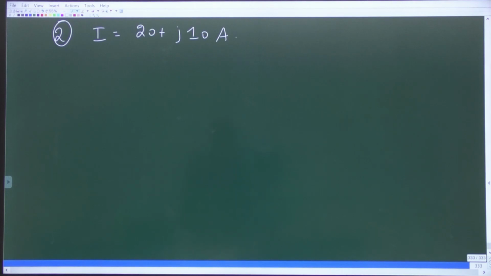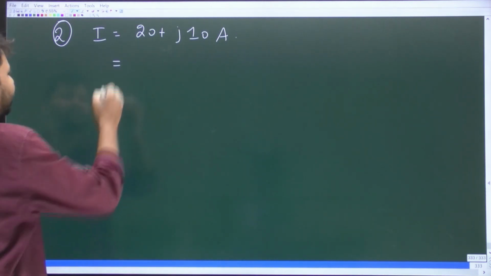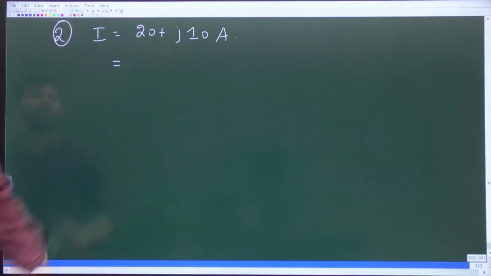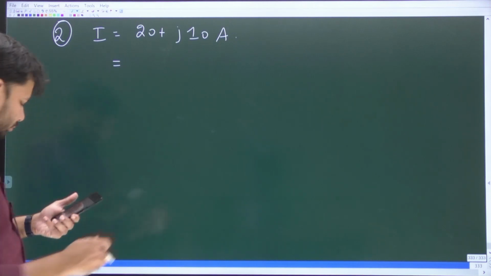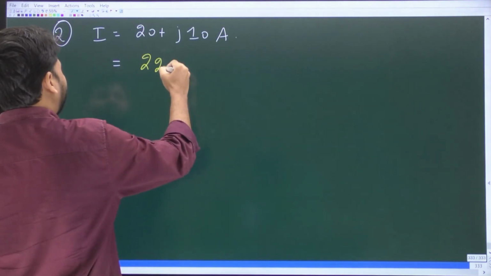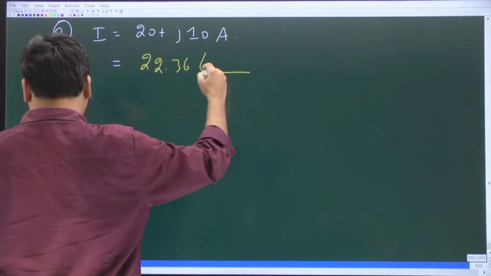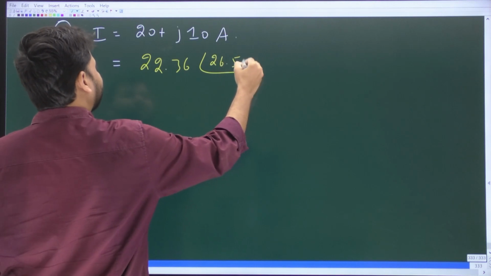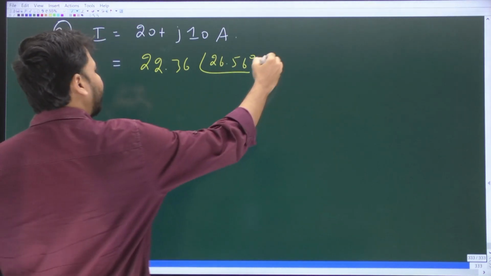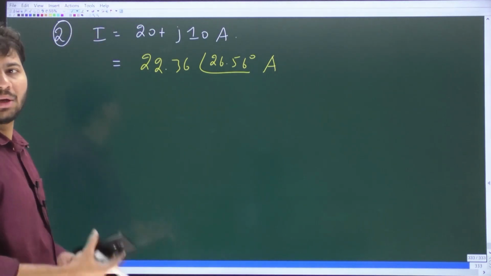So the same phasor, which is given in rectangular form, in polar form would be 22.36 at an angle of 26.56 degrees. Again, units are amperes. Now it is in polar form.